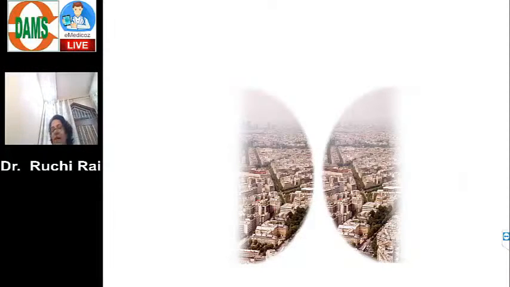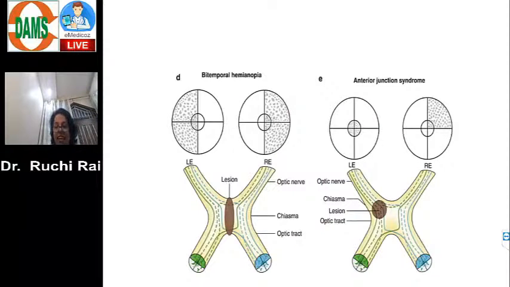So, this is bitemporal. Yes, Indrani. This is bitemporal hemianopia. Can you see that? Both eyes' nasal field is fine and the temporal field is gone. So this is what you see in a central chiasmal lesion. Right. Now we talk about anterior junction syndrome.